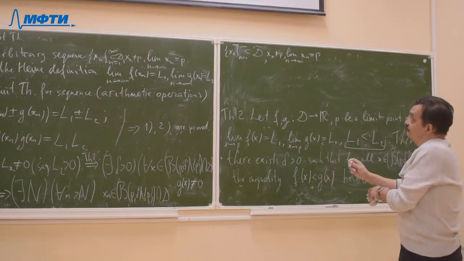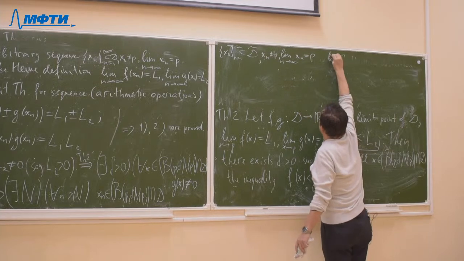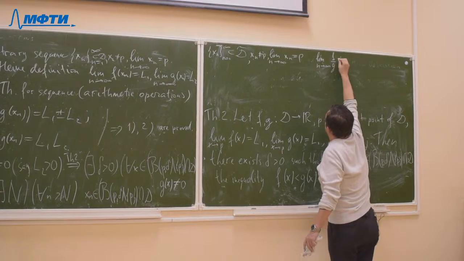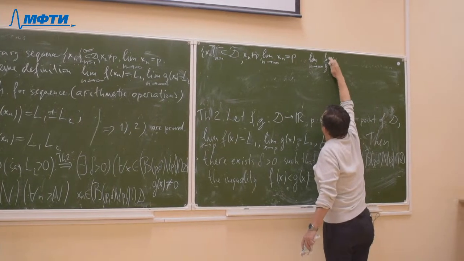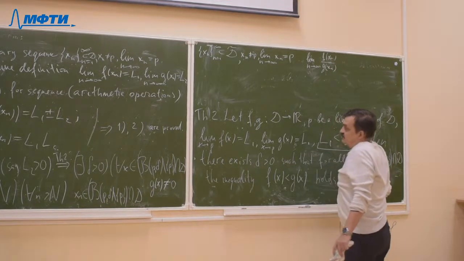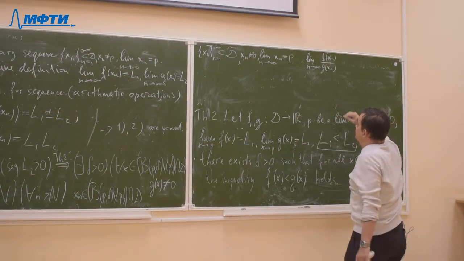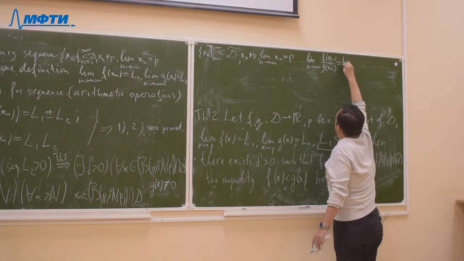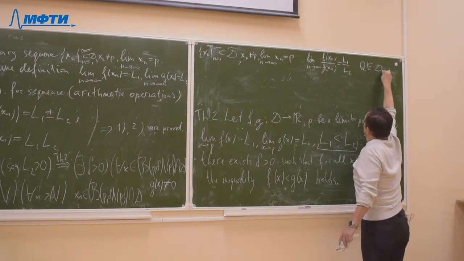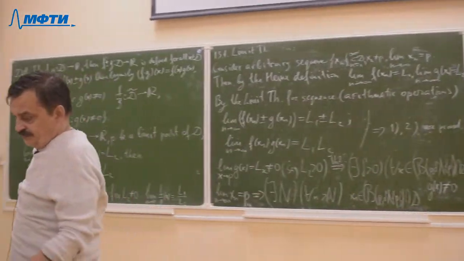Then what we have? Then we have that the limit as n tends to infinity of f over g of xn, okay, I may write like that. Now everything is defined, and again by the same arithmetic operation property, L1 over L2. And that is what we wanted to prove. The last part is proved.